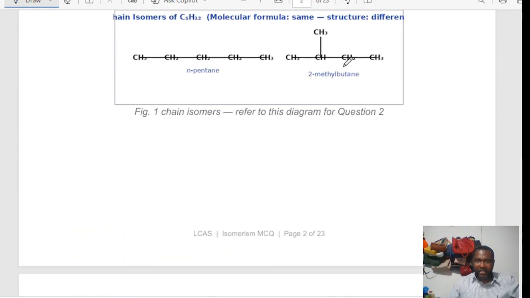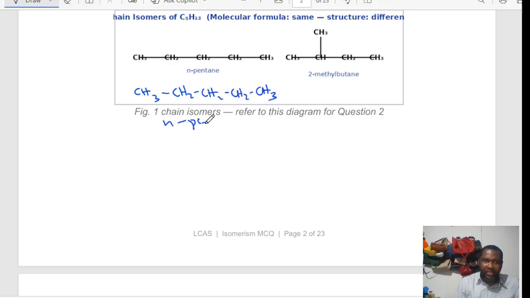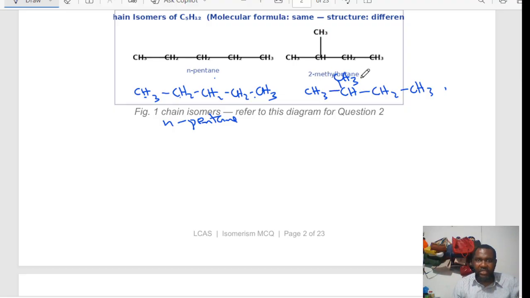So let's look at it again. If you notice, these are isomers. These are not drawn so well, but you have CH3, CH2, CH2, CH2, then CH3. This is called n-pentane. It is pentane because you have 1, 2, 3, 4, 5 carbons. Why this one is CH3? This is CH, then CH3, and this is CH2, and this is CH3. The name of this is n-pentane. The name of this is 2-methylbutane.